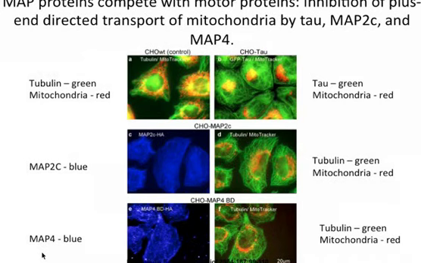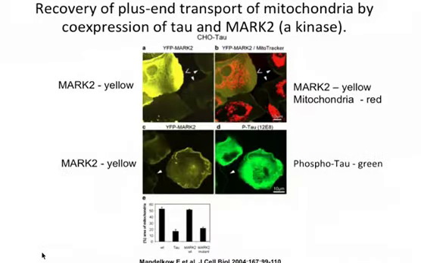Logs on the track. Thomas. MAP proteins. Motor proteins can't get by. Okay. So this whole paper was all about how kinases regulate the activity of these MAP proteins. So what they did is they put in MARK2, which is a kinase, right? What do kinases do? Phosphorylate, right?